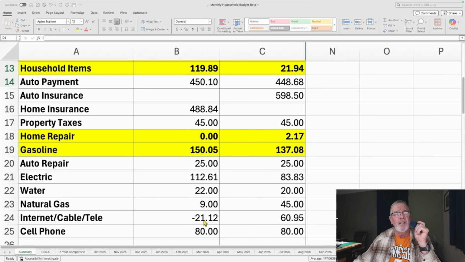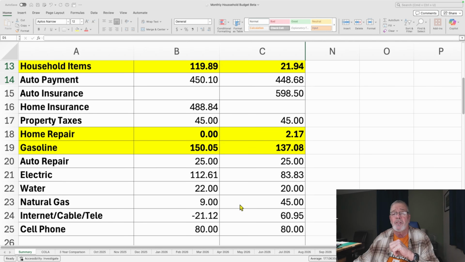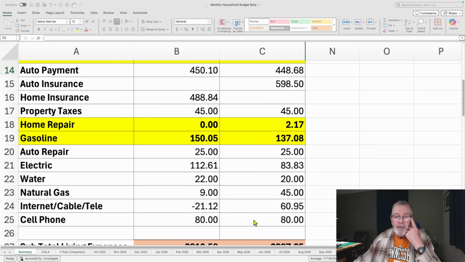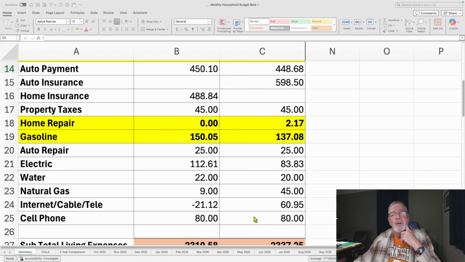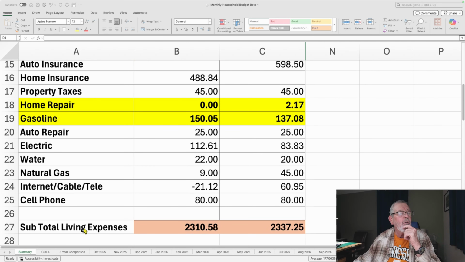Internet cable. We had paid in advance when we switched over to the new service. If you recall from previous videos, I was paying Infinity about $135 a month for internet. It was ridiculous, okay? We now have fiber. I'm just as happy with it, and the speed is great. It's only $60.95 a month. I consider that a reasonable charge for internet, especially with unlimited. Cell phones, we have Cricket. We pay $80 for each one of our phones for unlimited use each month. Our subtotal for living expenses is $2,337.25, about $27 higher than last month, okay?